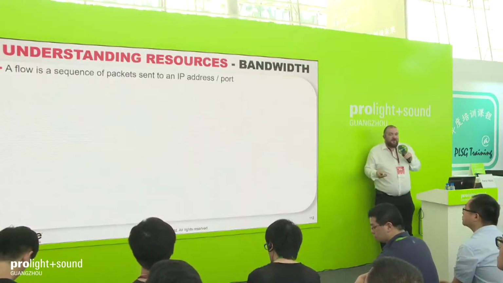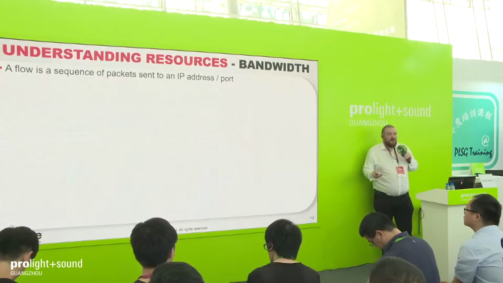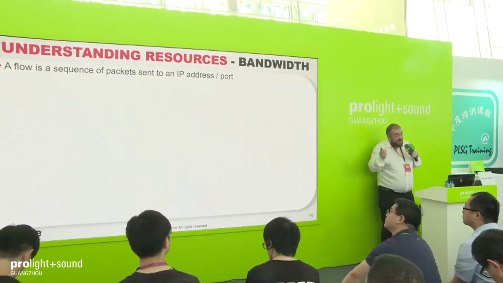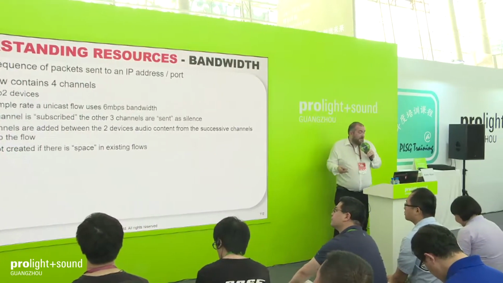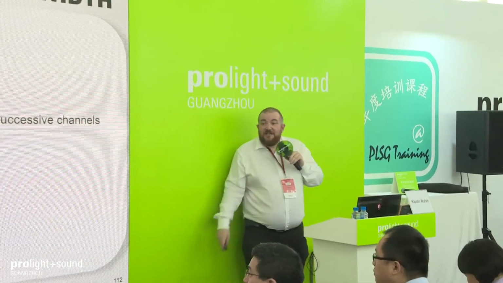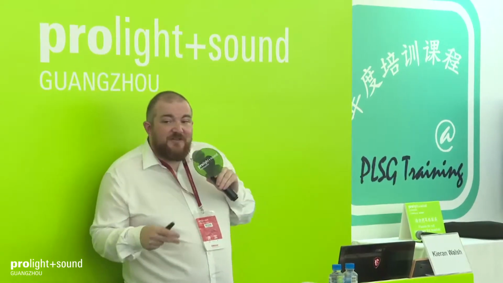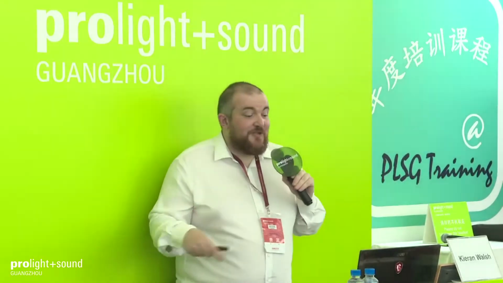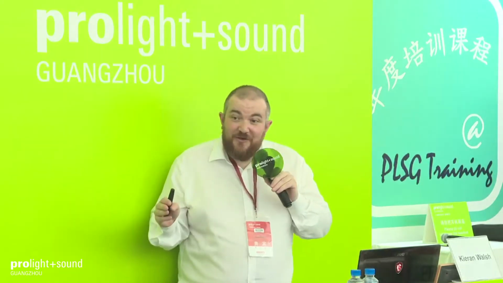So remember, a Dante flow is the sequence of packets that we send from a port at an IP address, which we looked at earlier. So that UDP address that we used, which contains the audio samples. A single flow contains 4 channels of audio. On the little 2-channel devices, that will be 2 channels on the Ultimo 2. And at 48 kilohertz sample rate, that will use 6 megabits per second of bandwidth. Now, if only 1 channel is subscribed in that flow, the other 3 channels are sent as silence. If I had my marketing hat on, I would say that they came for free. But in truth, it costs you 4 channels to send 1. The nice thing is, if you choose to send some more channels along later, they will join at no extra cost.